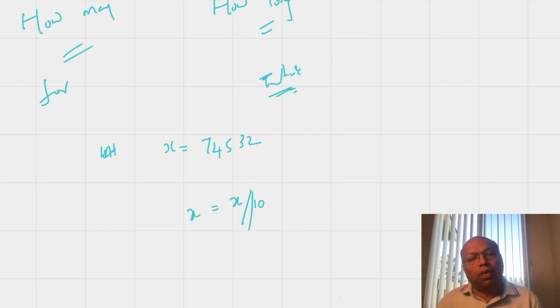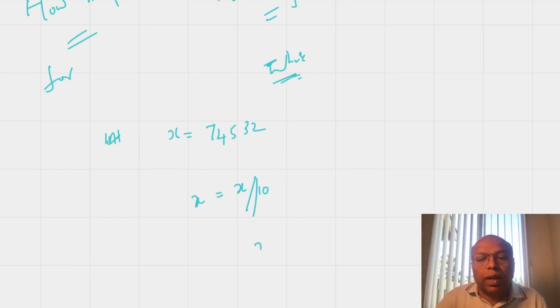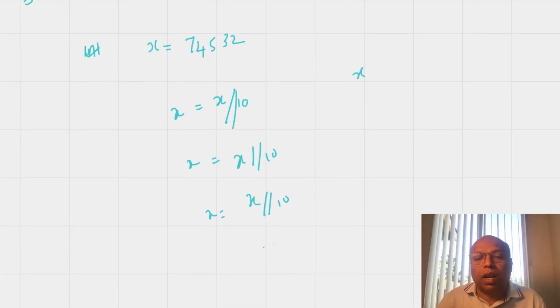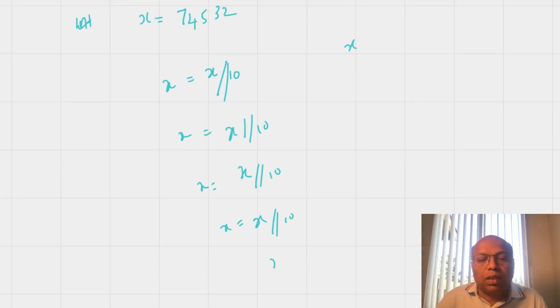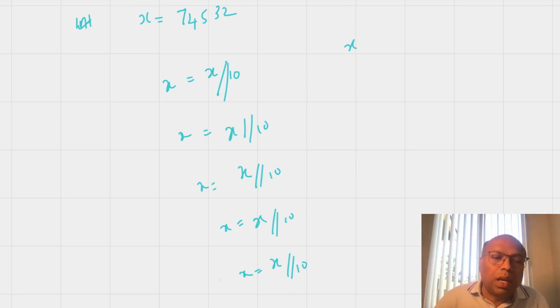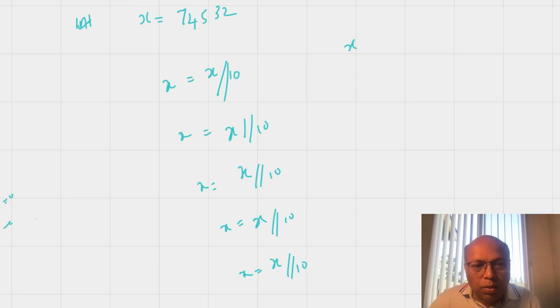My x became 7453. Again, if I say divide by 10, 7453 divided by 10 is 745. X became 745. Again, I divide by 10. How much did it become? 74. Again, I divide by 10. 74 divided by 10 is 7. Again, I'm going to divide by 10. 7 divided by 10, how much did it become? 0. Do I need to divide again? No. How long do I need to repeat this procedure? Till my x became 0. Therefore, till my x became 0, I need to repeat this procedure.